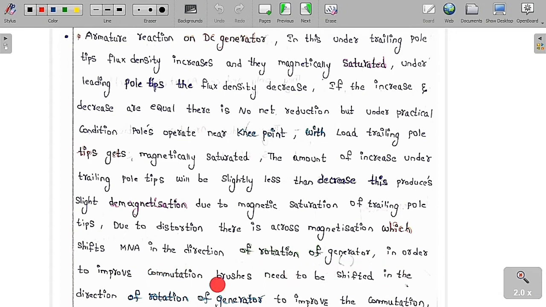In order to improve the commutation, brushes need to be shifted in the direction of rotation of the generator. So here, armature reaction on DC generator.